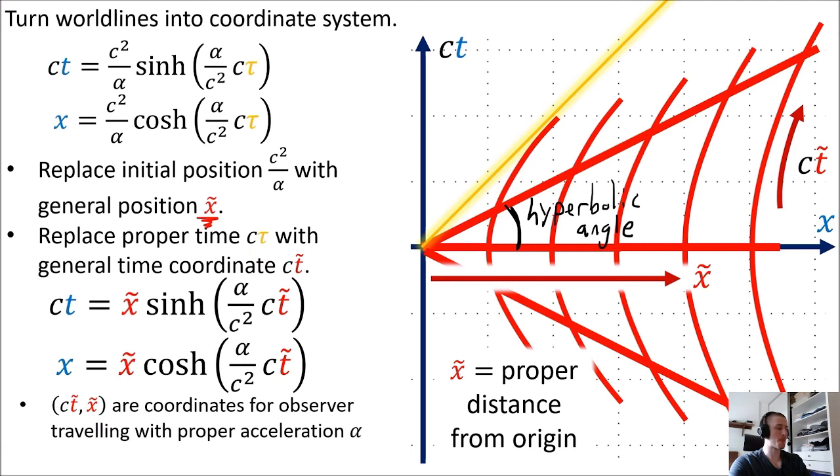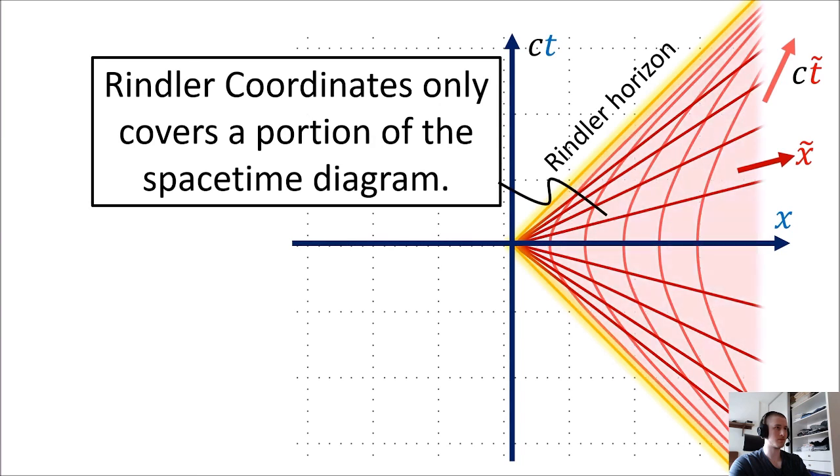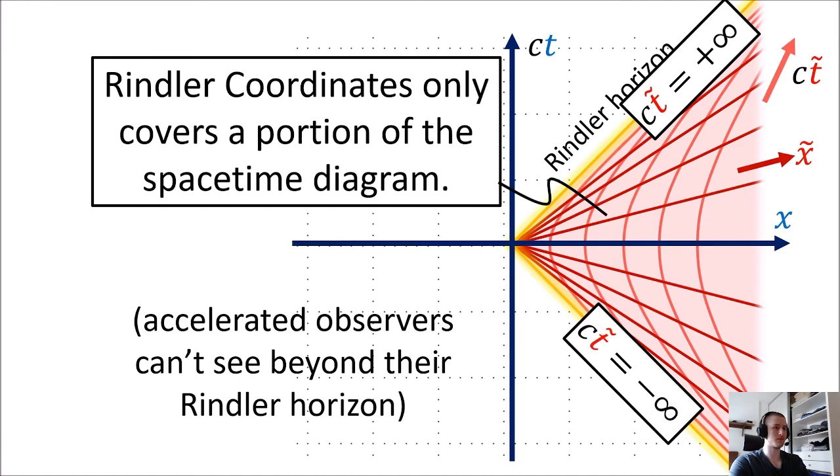These new coordinates, ct tilde and x tilde, form a curvilinear coordinate system that indicates how time and space are observed from the point of view of an accelerated observer with constant proper acceleration alpha, and whose Rindler horizon is at the origin. Unlike the standard spacetime coordinates, the Rindler coordinate system only covers a portion of our spacetime diagram, since accelerated observers cannot see anything beyond their Rindler horizon. The Rindler horizon line represents a line where the hyperbolic angle ct tilde approaches positive infinity. This lower diagonal line does not represent a horizon because light can cross through it, but it still represents a boundary of the coordinate system, where ct tilde approaches negative infinity.